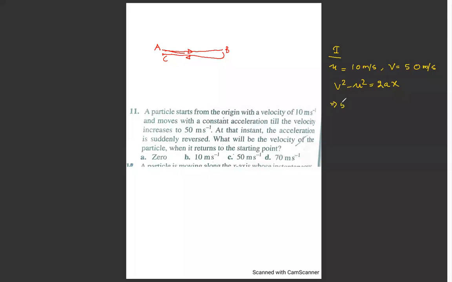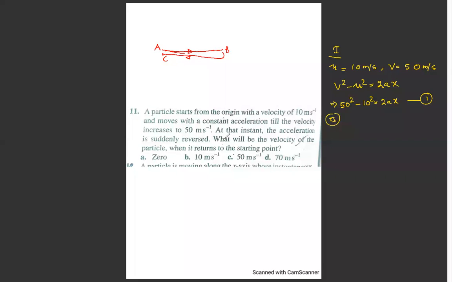So it's going to be 50 square minus 10 square is equal to 2ax. So this is our first equation. But in the second part of the journey, when it is reversing back, the acceleration is suddenly reversed. So that means the acceleration is becoming negative, direction is changed. But nothing has been said about the magnitude, so we'll keep the magnitude constant.